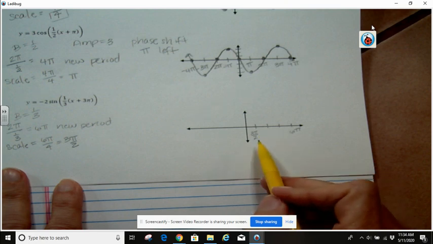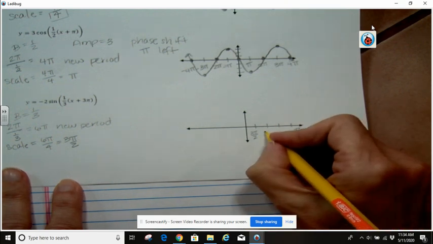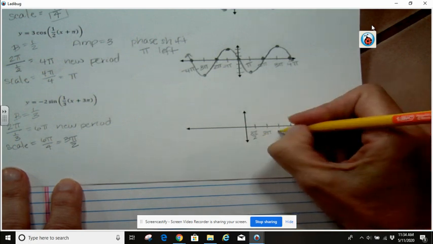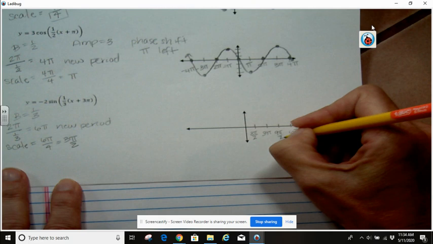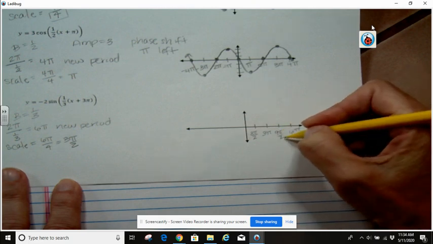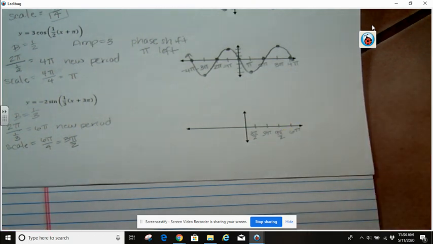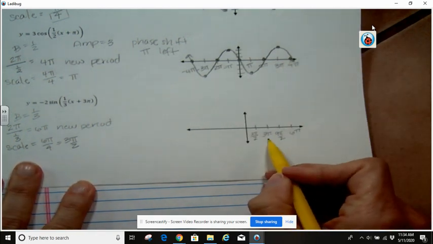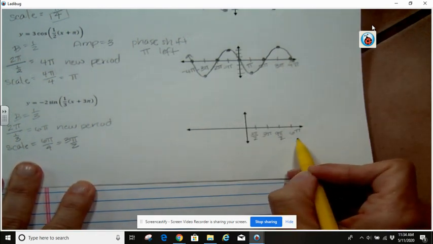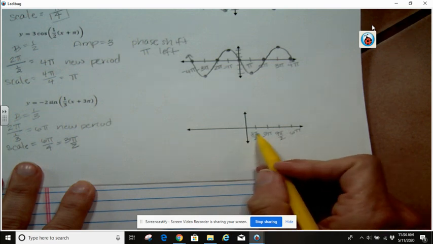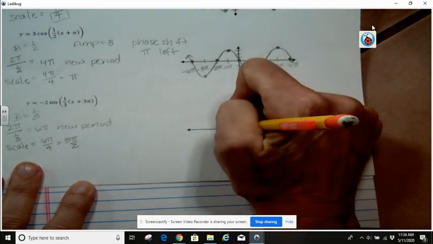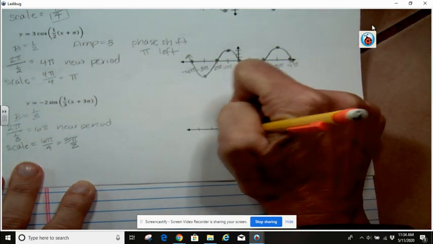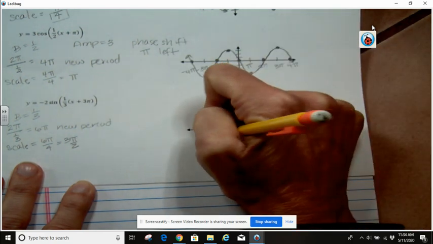So 3 pi over 2 plus 3 pi over 2 is 6 pi over 2, but 6 pi over 2 is 3 pi. And 6 pi over 2 plus 3 pi over 2 is 9 pi over 2. And 9 pi over 2 plus 3 pi over 2 is 12 pi over 2, which is 6 pi. So that was 3 pi over 2, 6 pi over 2, 9 pi over 2, and 12 pi over 2. We're just adding 3 pi to our numerator each time. Whatever we put on the positive side, we want to have on the negative side.